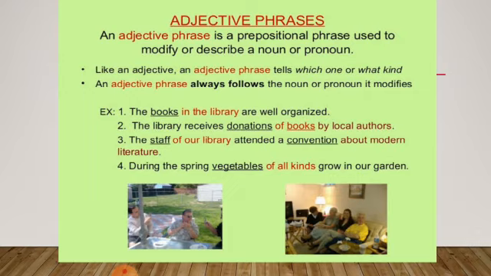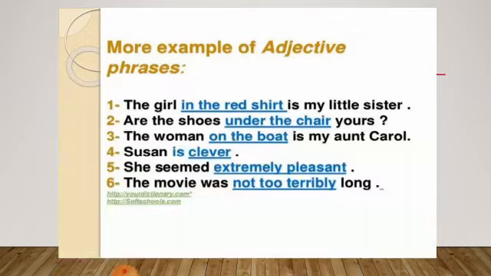The library receives donations of books by local authors. Donations of books by local authors, the staff of our library. So this is an adjective phrase. During the spring, vegetables of all kinds, this is an adjective phrase. Now see the example, the girl in the red shirt. The girl in the red shirt is an adjective phrase. Are the shoes under the chair? It is an adjective phrase.